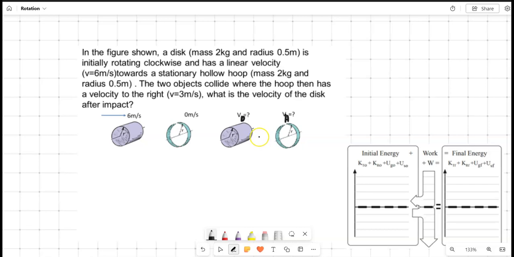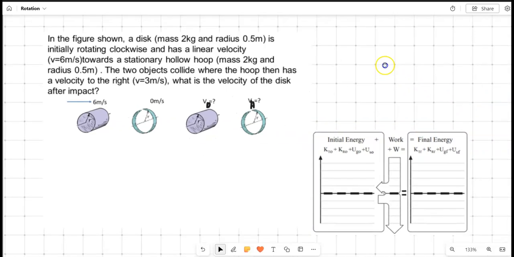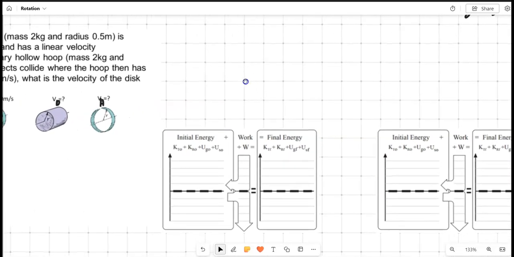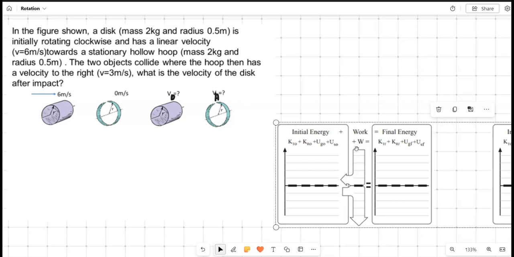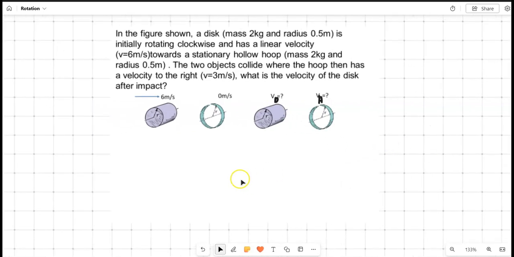So what we're going to have to do is analyze this problem with both kinetic energy and linear momentum. Okay, so let's do a couple things. Let's take a look at this. Let's just use momentum really quick. This is the mass of the disk times its velocity, so I'm going to use linear momentum.